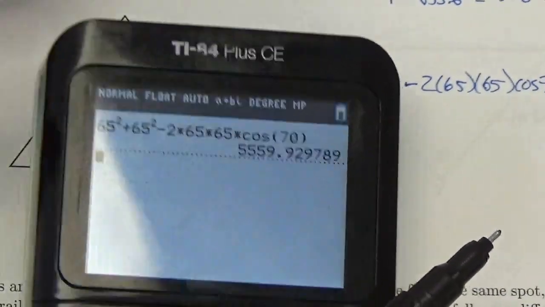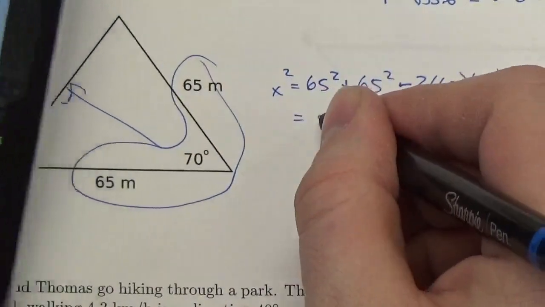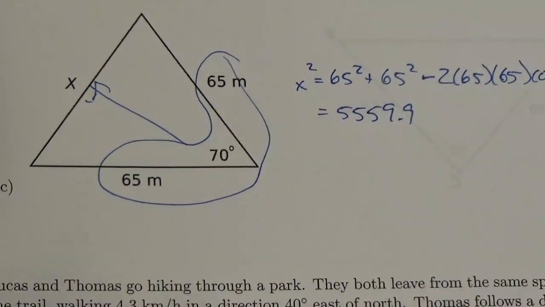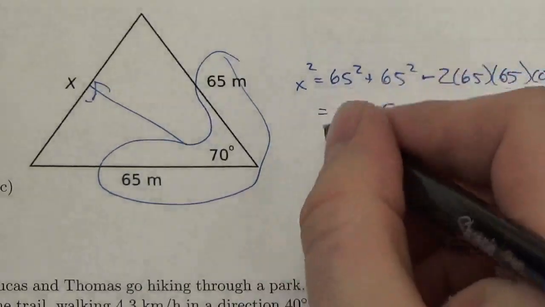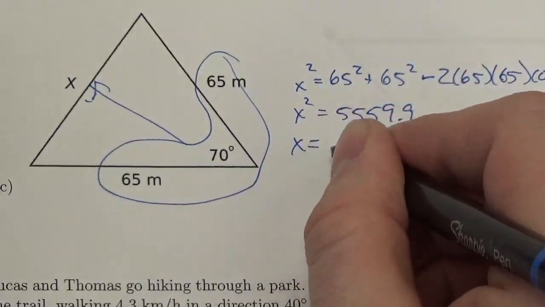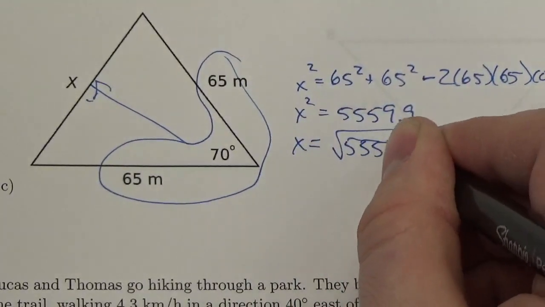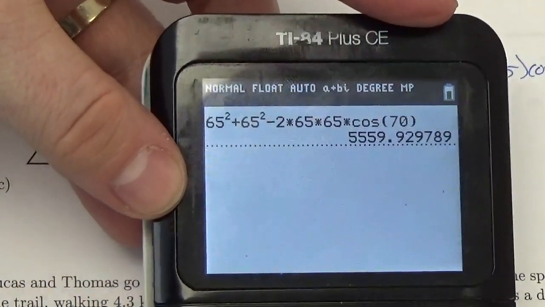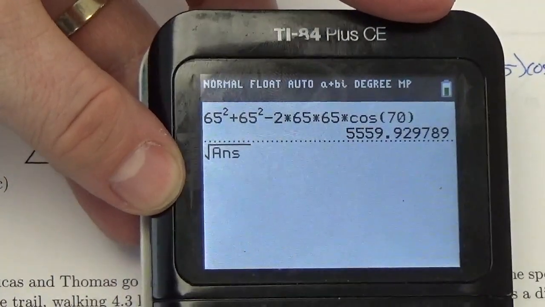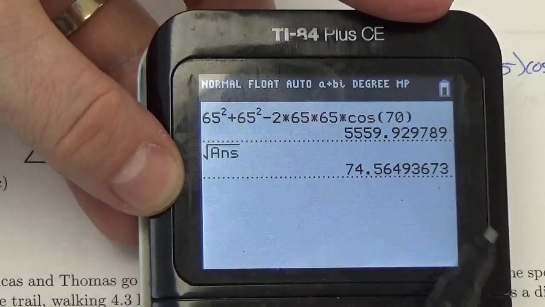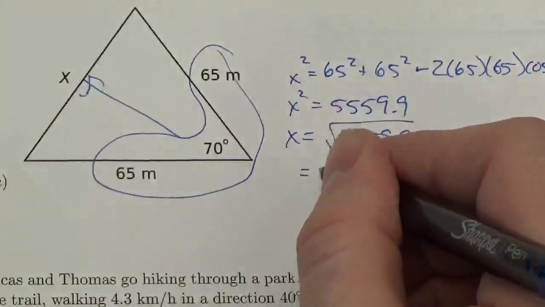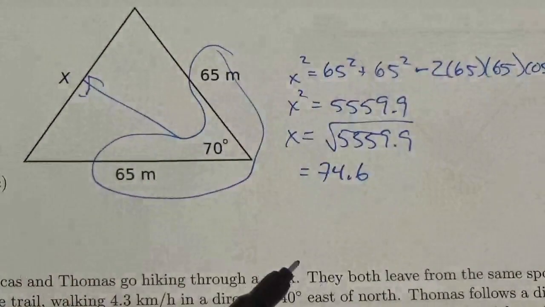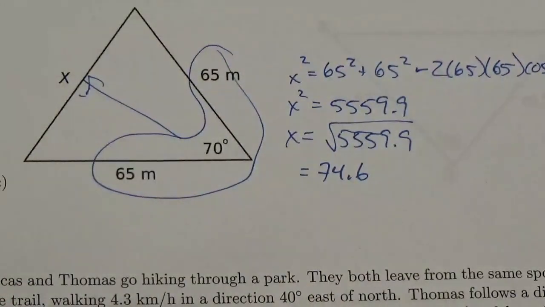And I get this big number. Okay, so this is equal to 5,559.9. Yikes, way too big. That's because I need to find the square root of that. That's easy enough. We just enter in the square root of my last answer, and I get 74.6. So x is equal to 74.6, and that is nicely in keeping with the sides that we're seeing right there.